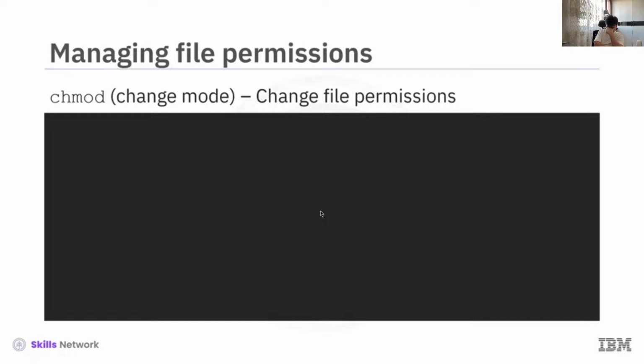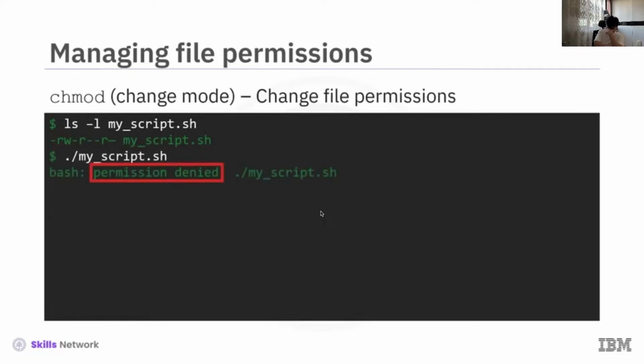chmod stands for change mode and is used to change read, write, and execute permissions on files. Suppose you have a shell script file in your current directory called my_script.sh that echoes learning Linux is fun. Entering ls -l my_script.sh shows that your shell script has read and write permissions as indicated by the R and W characters. But if you try to execute the file, you get a permission denied error.